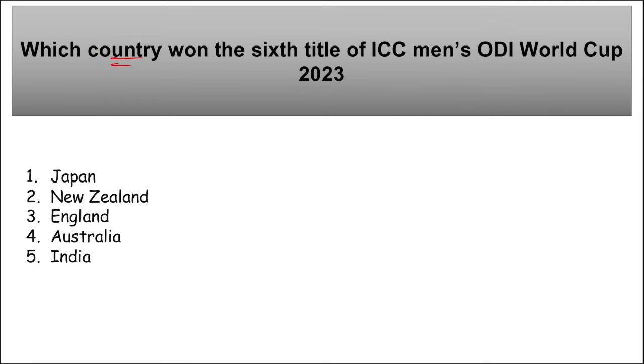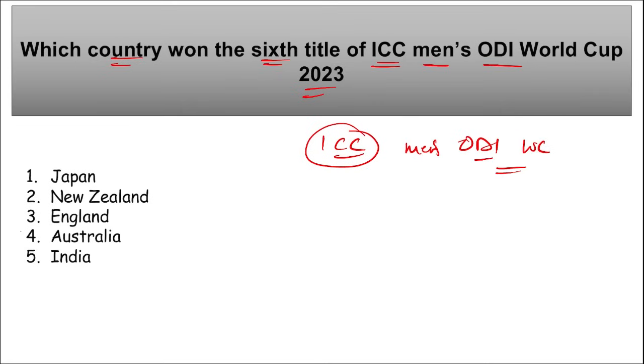Next, which country has won the 6th title of the ICC Men's ODI World Cup 2023? So we know that, and this match was watched by almost all Indians, I can guarantee that. Here, the International Cricket Council's Men's One Day International World Cup was won by Australia. In the finals, it was Australia versus India.